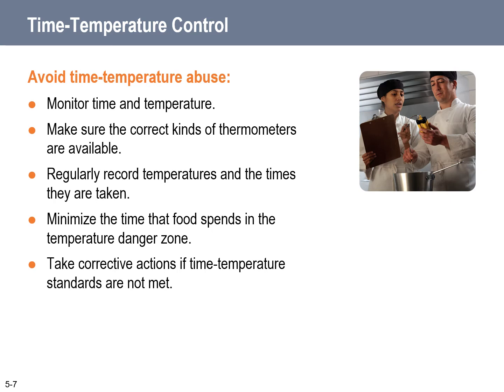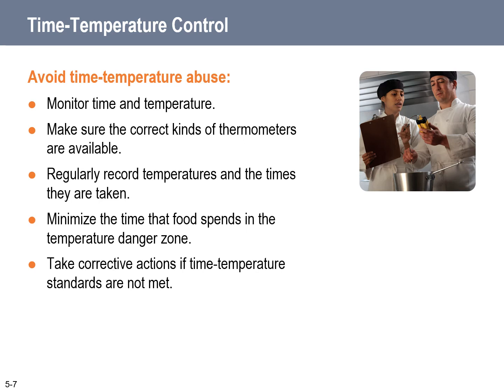And our class is kind of made up for this because we only have 15 minutes per period. So our setup works perfectly for this because we are automatically temping and checking our food because it's only out for a certain amount of time to begin with. Make sure that you have different kinds of thermometers available for different procedures, and we'll talk about that a little bit more. Record temperatures, minimize the time that food spends in the danger zone, and take corrective actions if the time standards are not met. And like I said, we have our own procedures for doing that.